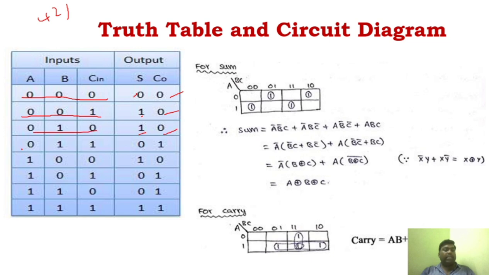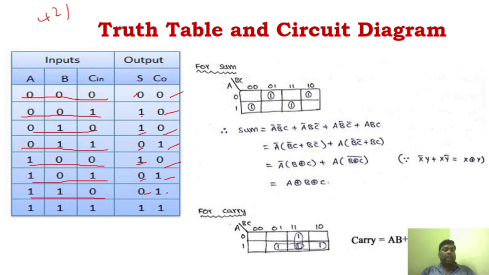And if you add this one, 1 plus 1 is 10, so it's 0 and that is carry, correct? And here, if you add everything, that is 1, so there is no carry. And if you add this one, it's 10, so it's 0 and 1, correct? And here it's 10 again.